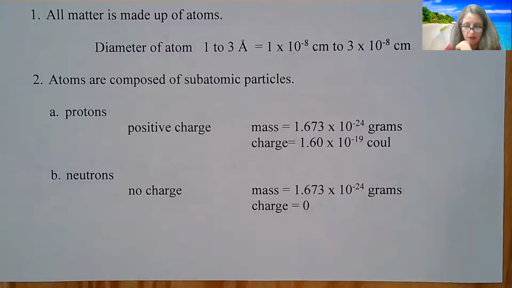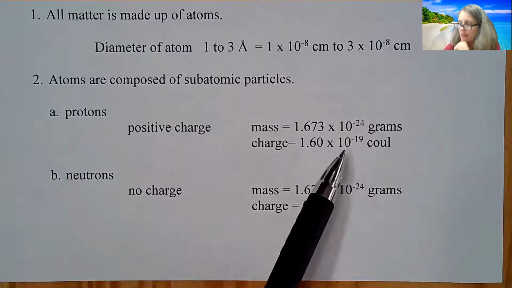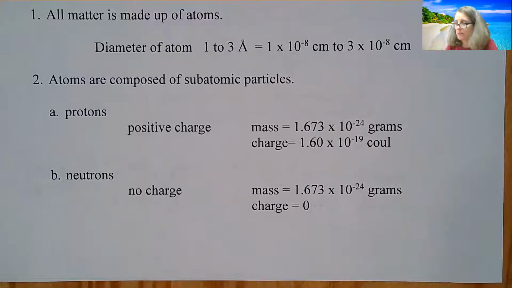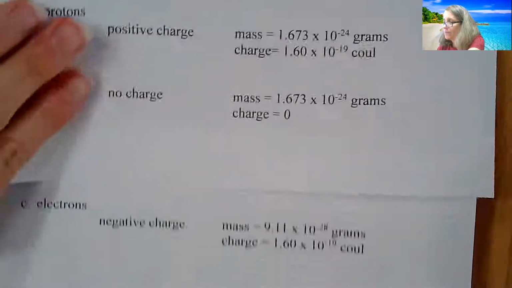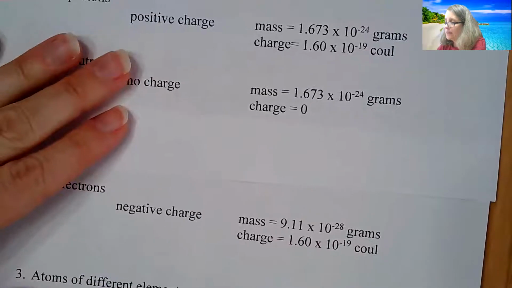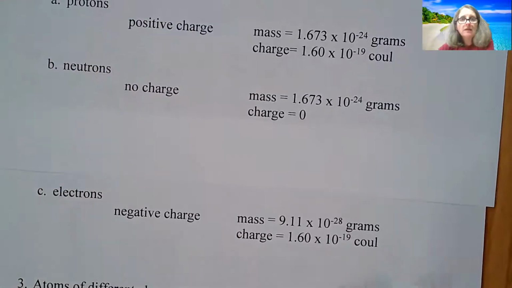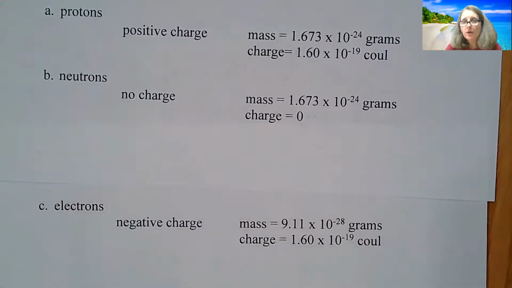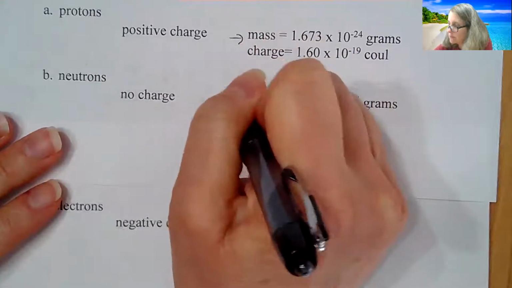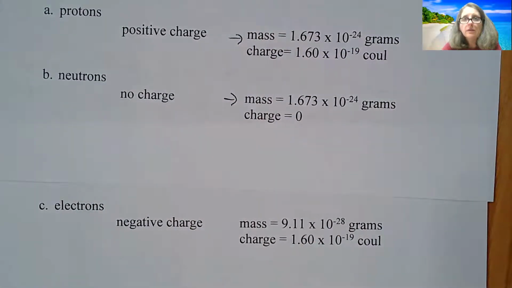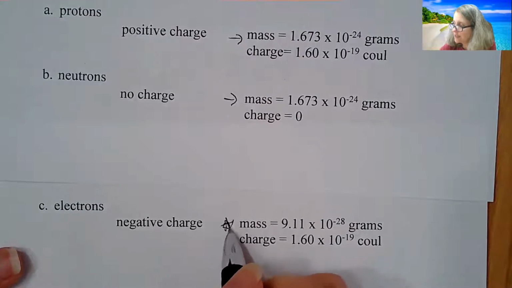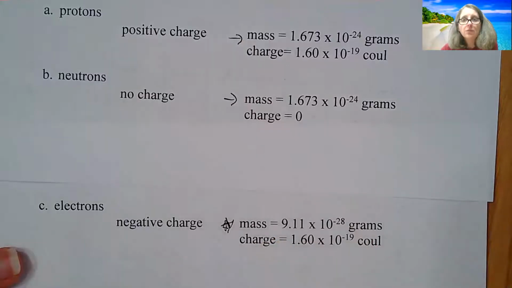Protons have a positive charge, of course. Their mass and their charge is written here. Again, I don't want you to focus on the actual numbers. That's not going to be what we look at. Instead, I want you to focus on the relationship between these three. If you look at the protons and the neutrons, they have the same mass. Those are both found in the nucleus. But the mass of the electron is vastly different. It's 10 to the negative 28th, and these are 10 to the negative 24th.